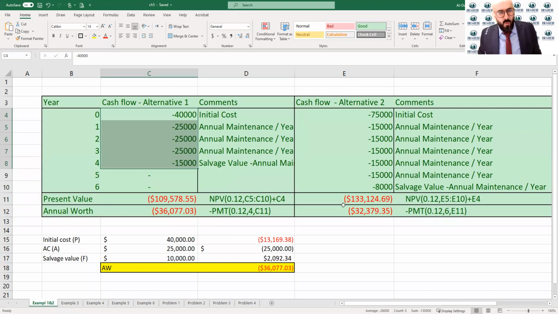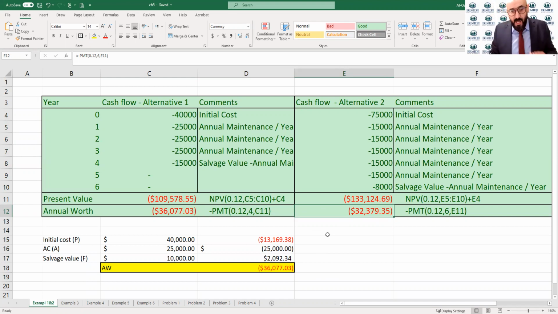However, the annual worth does not require the least common multiplier. You're still doing the annual worth for only 1 year. As you see here, we found alternative 2 to be the best alternative. Can we use method 1 to conduct this analysis? Absolutely, we could do that.